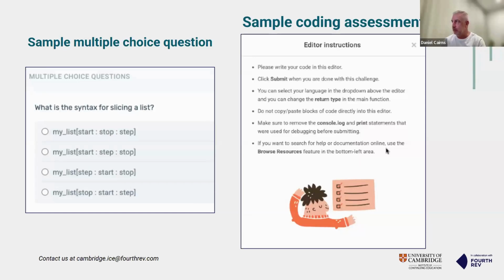Exactly. And on the right, the sample coding assessment is more the support that the platform that we use for the test enables as well. As you can see down the bottom, if you want to search for help or documentation online, use the resources function. It's quite straightforward. It's quite easy to use and navigate, and is open source and untimed, as I said.